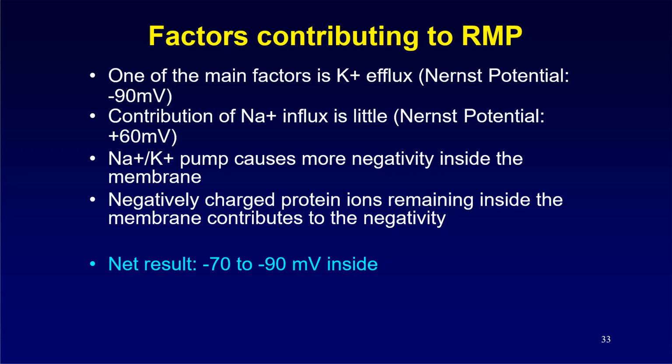So after knowing all these concepts, finally we see the factors contributing to the resting membrane potential. So this is just like a summary. One of the main factors is potassium efflux. The Nernst potential of this is minus 90 millivolts, and the contribution of sodium influx is very little, that is plus 60 millivolts, and the sodium potassium pump causes more negativity inside the membrane, and negatively charged protein ions remaining inside the membrane contribute to negativity inside the cell. And the net result is minus 70 to minus 90 millivolts inside the cell. This is the resting membrane potential final value.